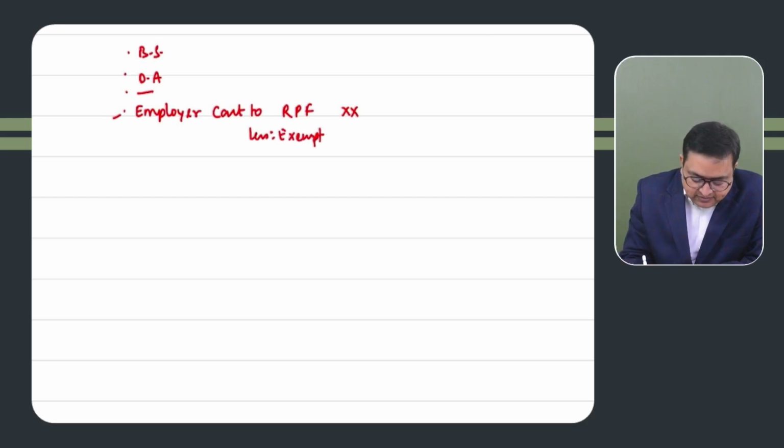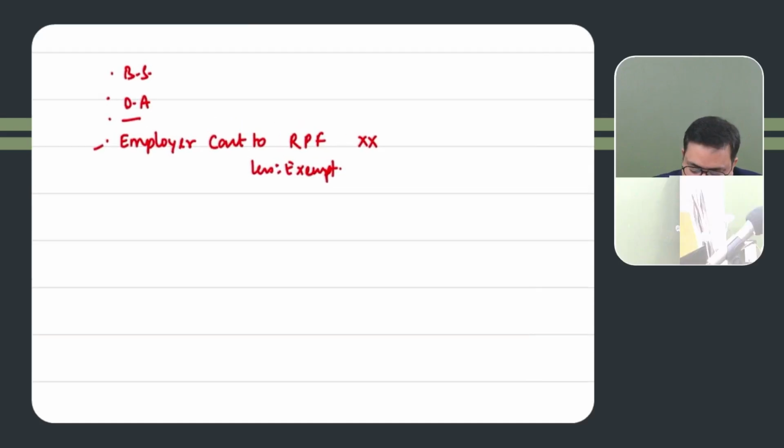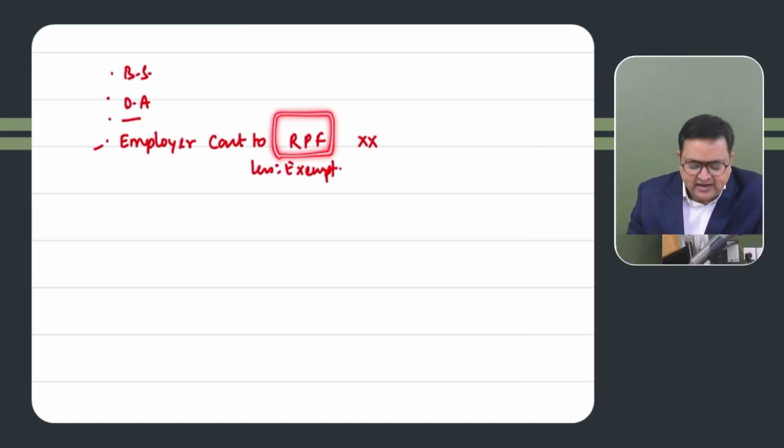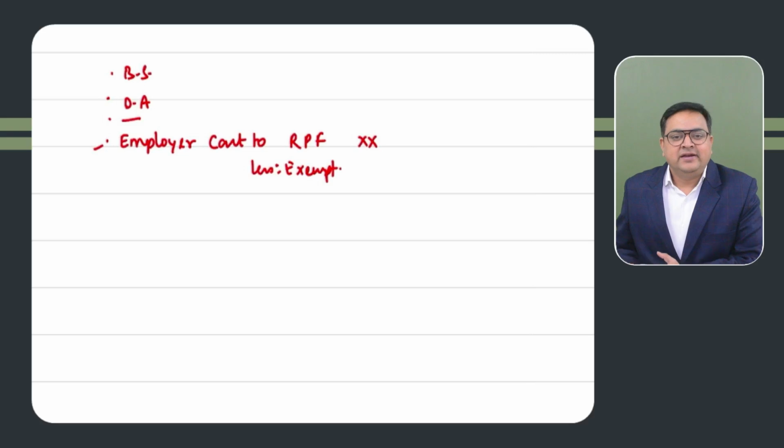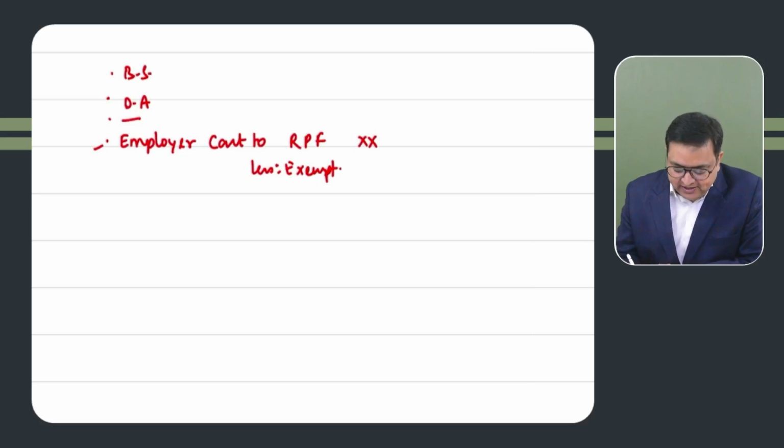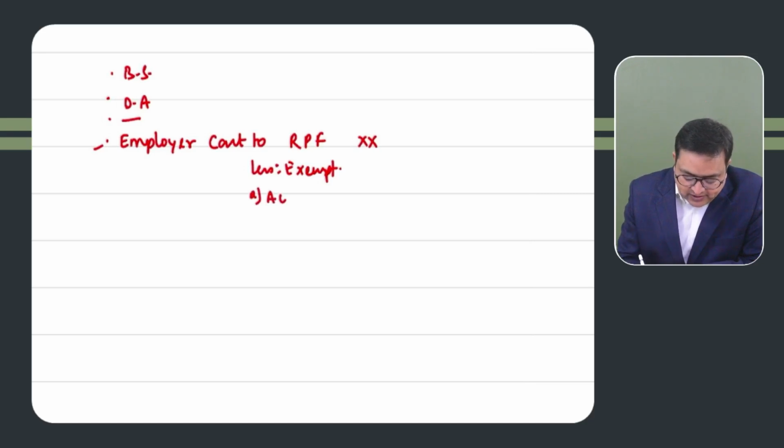How much would be exempt? This is important. If it is not RPF but SPF, there are very few chances that it would be SPF, but if it is SPF, then it is fully exempt. Nothing is taxable. Got it? Employer contribution to statutory provident fund is fully exempt. But if it is RPF, it is exempt up to the least of the following. First is the actual contribution by the employer.